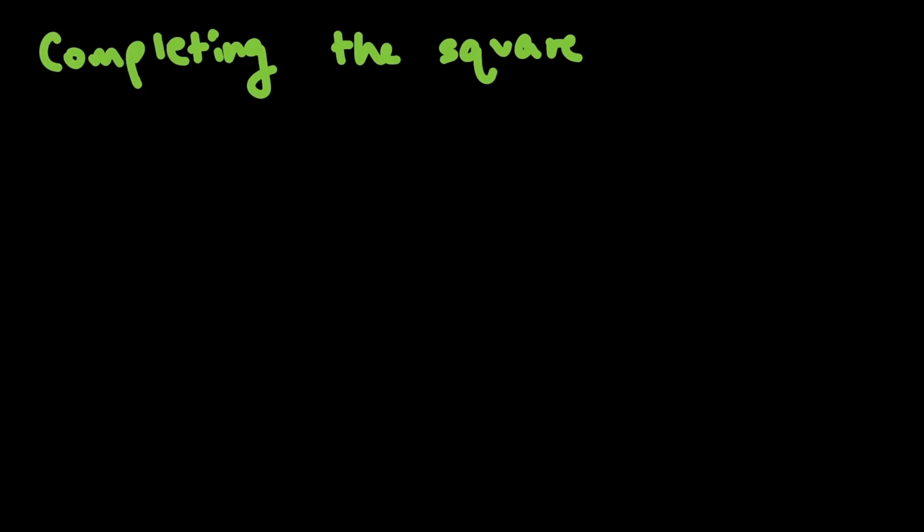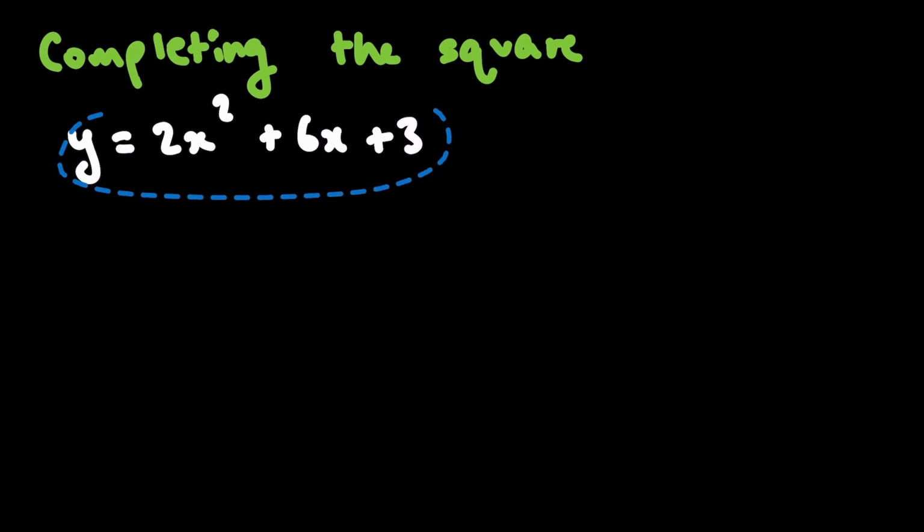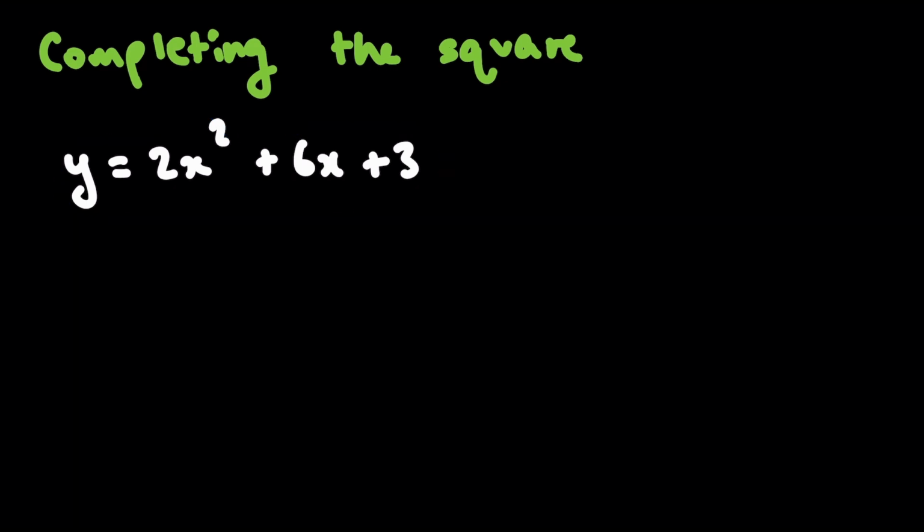What happens if we have a non-monic quadratic? Let's say y equals 2x squared plus 6x plus 3. Well, the first step I would still do is try to find two numbers where I can use splitting the middle term, so two numbers that add to 6 and multiply to 6. And I can't think of two numbers. Let me know in the comments if you can, but I can't. So I'm going to use completing the square.